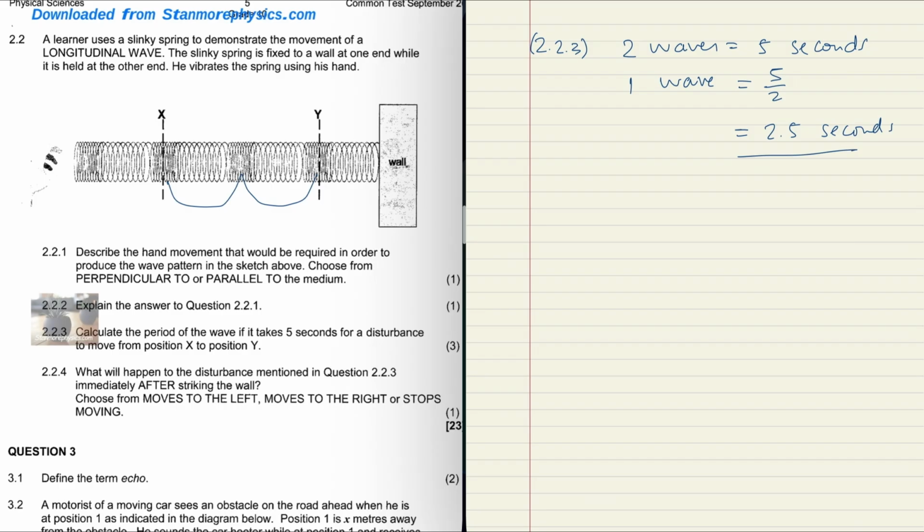And the next question, what will happen to the disturbance mentioned in 2.2.3 immediately after striking the wall? Choose from move to the left, move to the right, or stops moving. Now, one way to think about this is sound is a longitudinal wave. And so if a sound travels this way, what's going to happen to the sound after it hits the wall? Well, it's going to reflect. And after it reflects, it's going to move to the left. So the answer here is moves left.